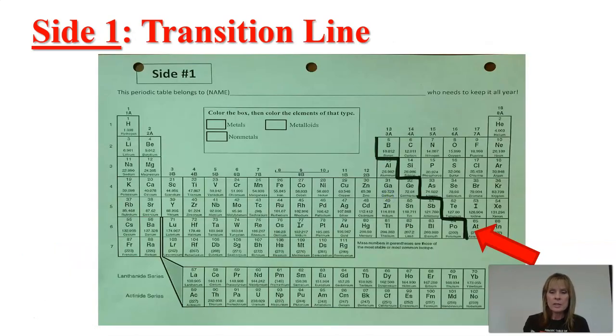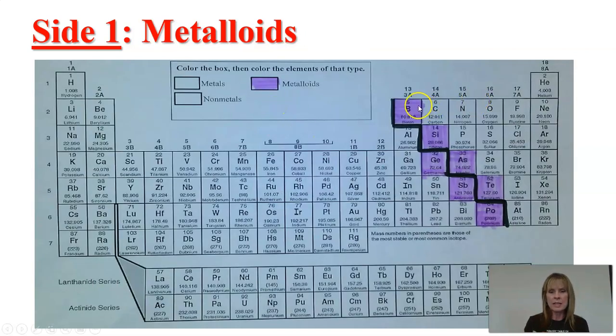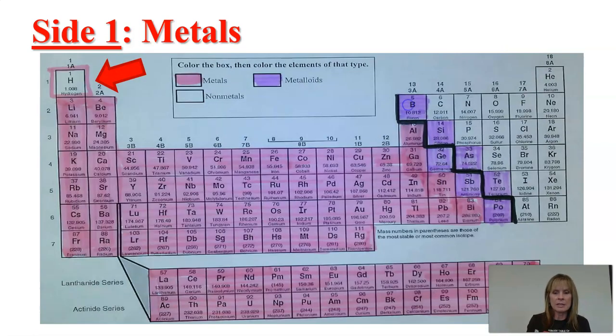What you see here is a transition line. This heavy dark line right here separates the metals, which are over here on the left-hand side, from the nonmetals, which are over on the right. And the metalloids go right along that stair step. You can see here, these in purple are the metalloids. All of these are the metalloids on the periodic table, and you can color them purple or whatever color you choose. They have properties of both metals and nonmetals, and they are right along that stair step line.